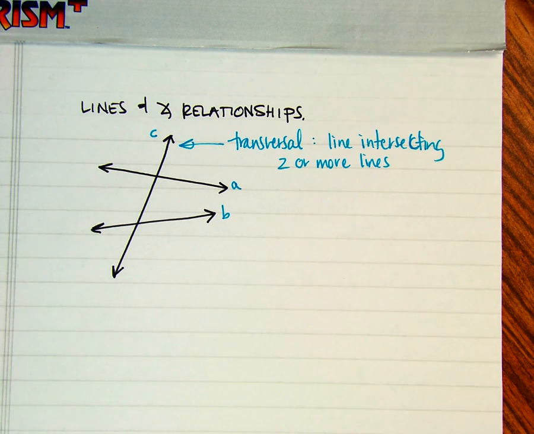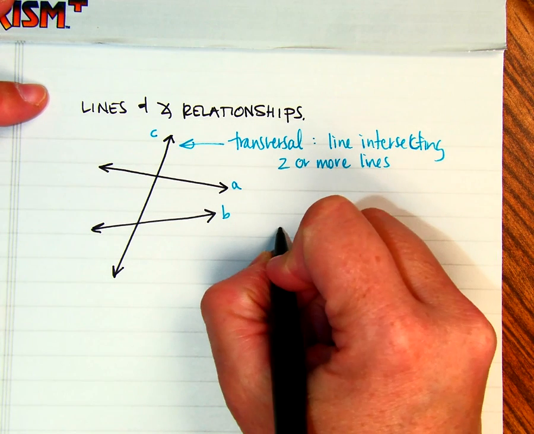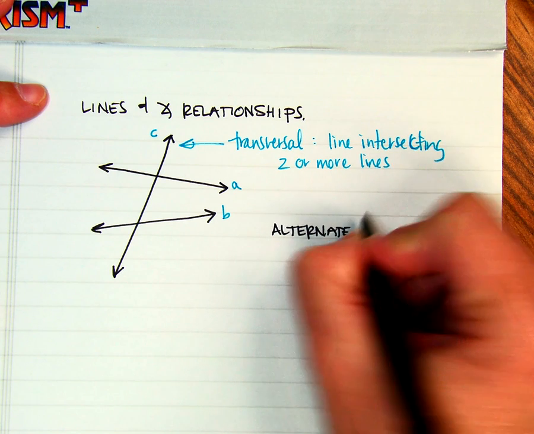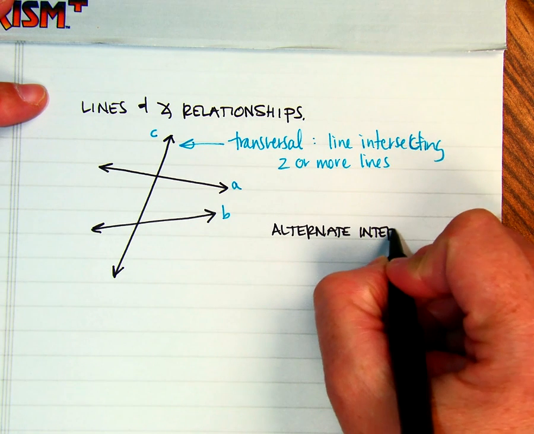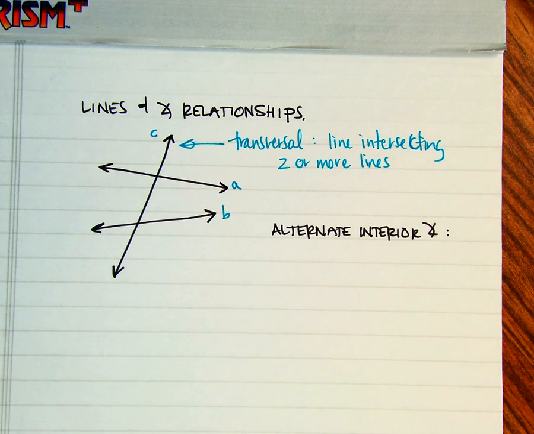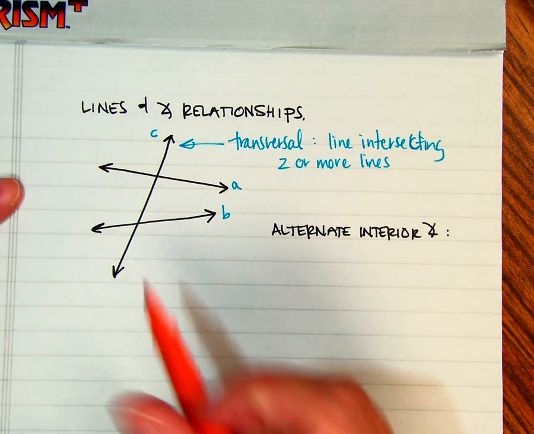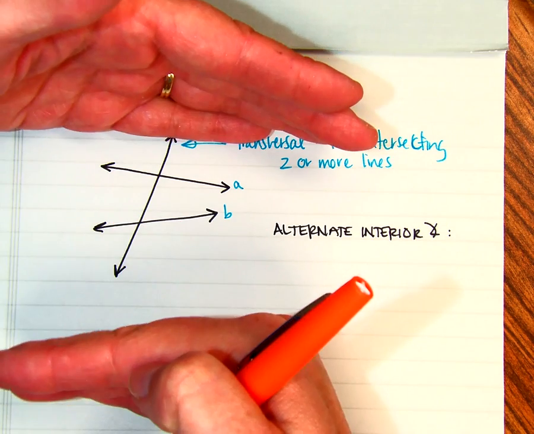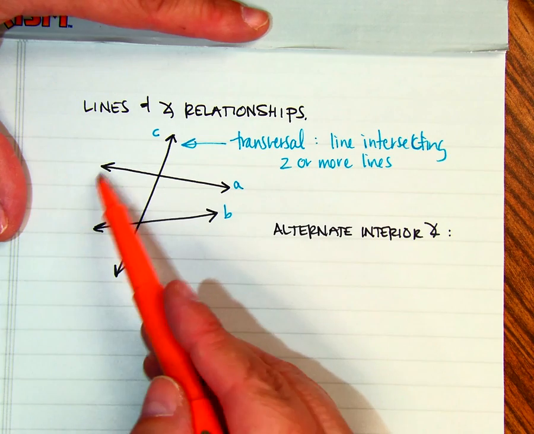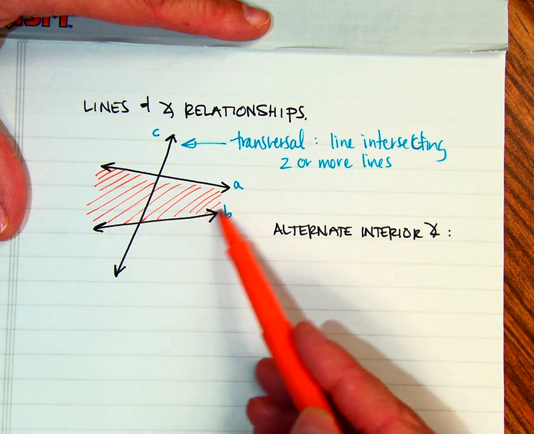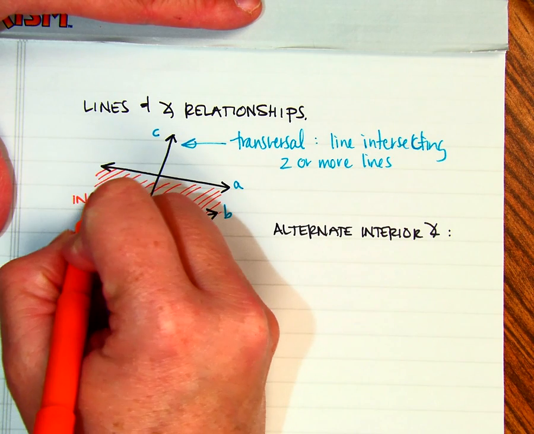Okay, so we have some names that you need to know, some vocabulary. And the first one is alternate interior angle. Okay, the first thing I'm going to do is, the lines that are not the transversal, if I were to push those together, that would be called the interior. So all that orange space would be called the interior.